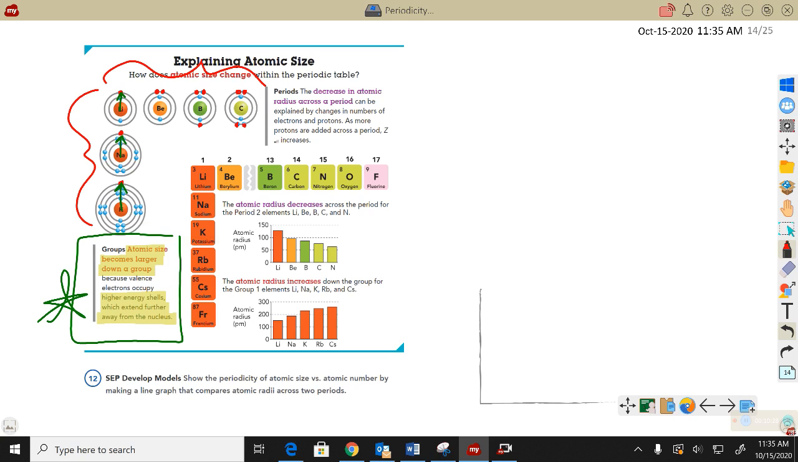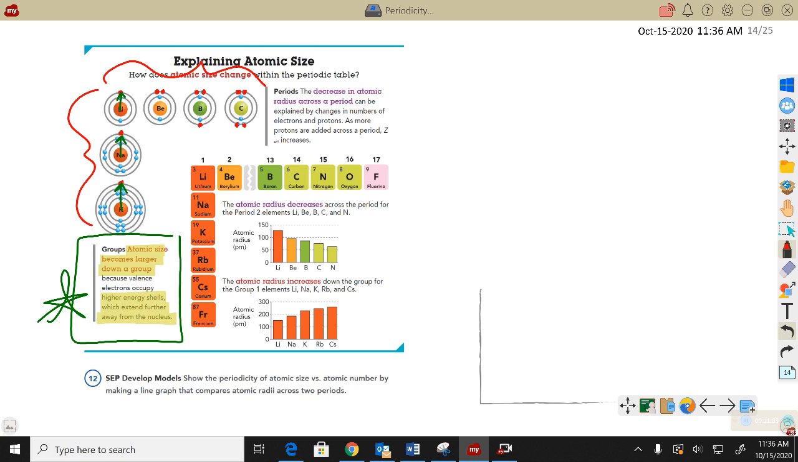People always get the trend going down a group right, because they get that if you've got more energy levels, it's a bigger atom. Of course, lithium has electrons in 2 energy levels, and potassium has electrons in 4 energy levels. The more electron energy levels you have, the bigger the atom. We also mentioned a while ago that it's the electron cloud that occupies 99% of the volume in an atom. The nucleus is like a marble in the middle of an NFL stadium. So as you have more electron energy levels, atoms get bigger.